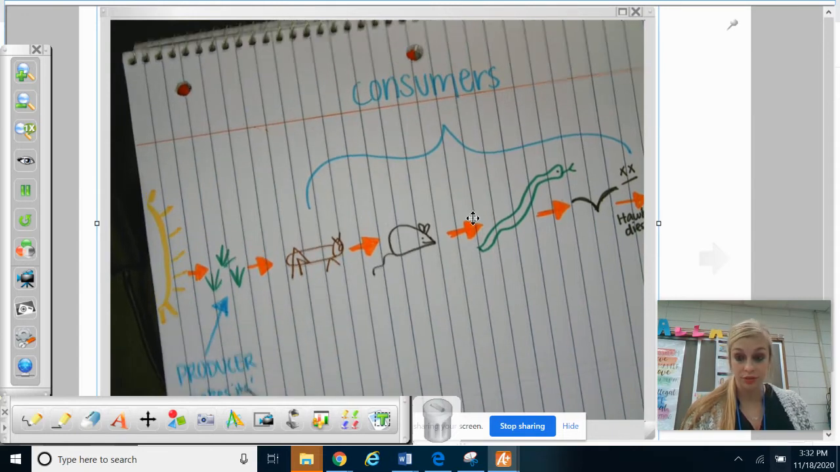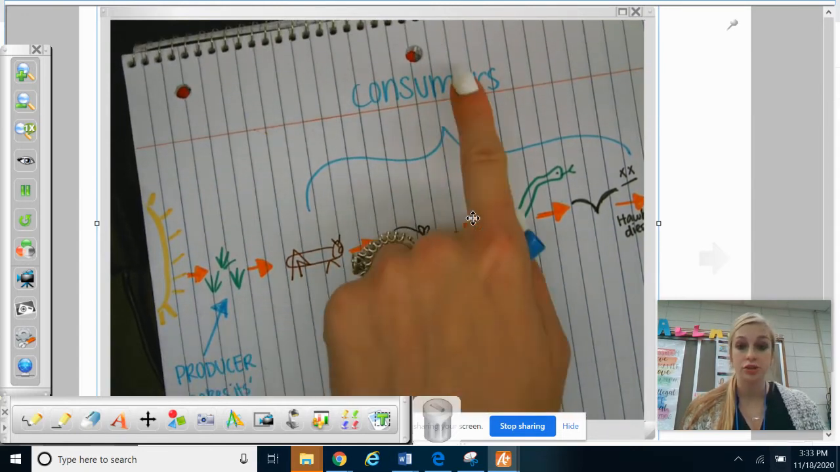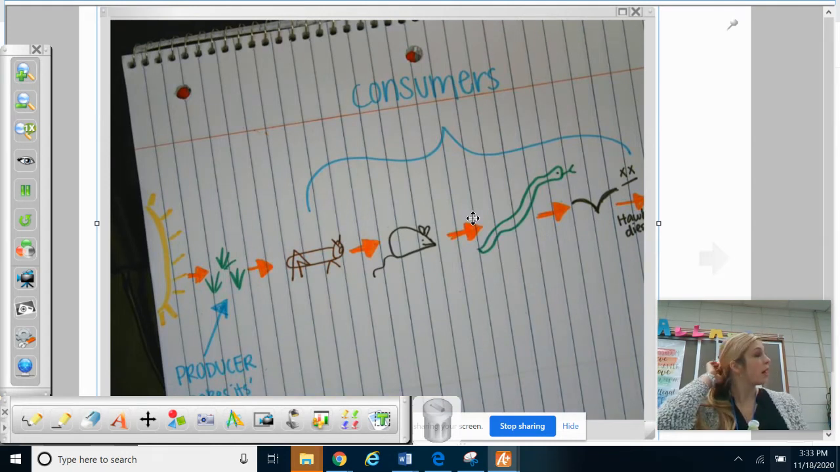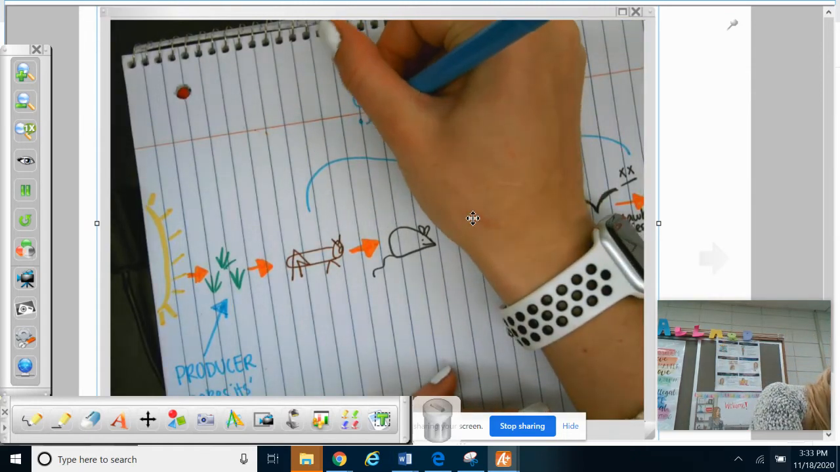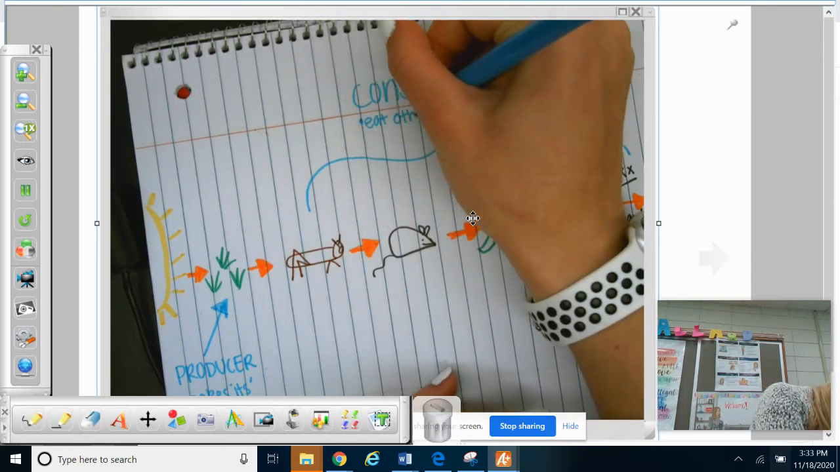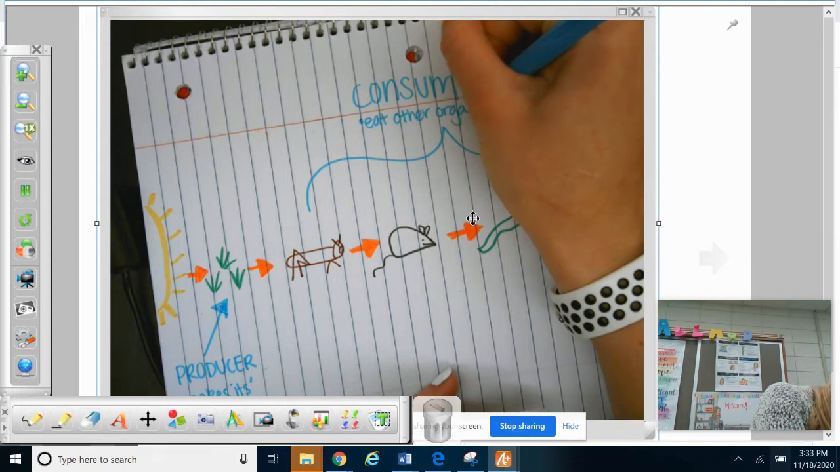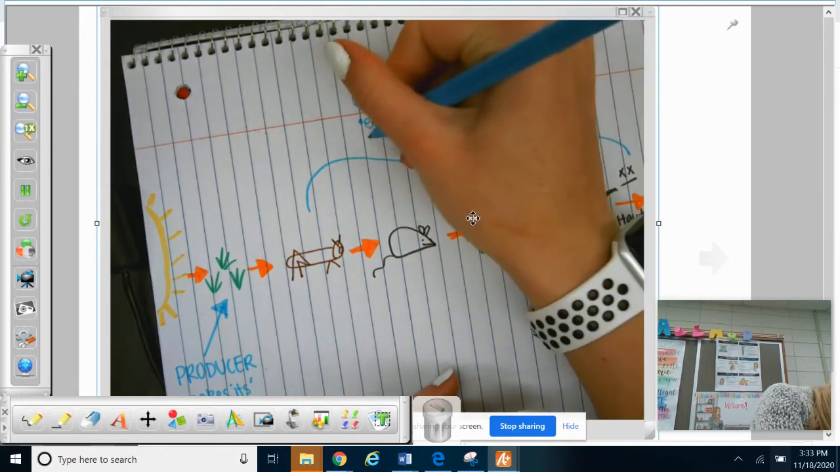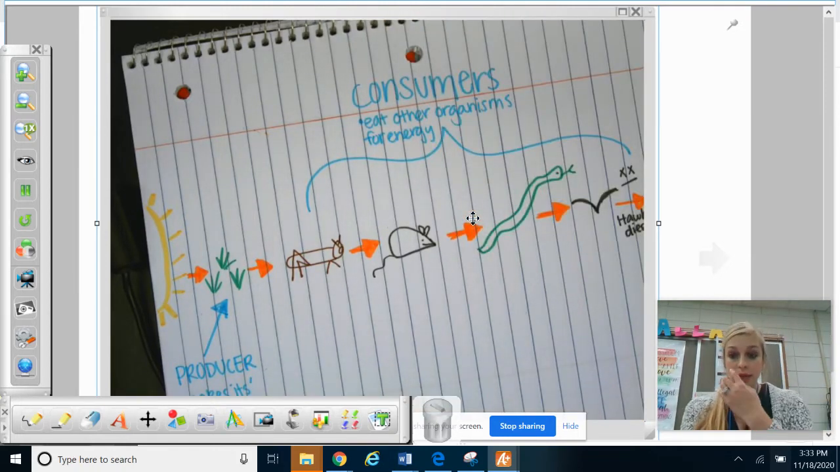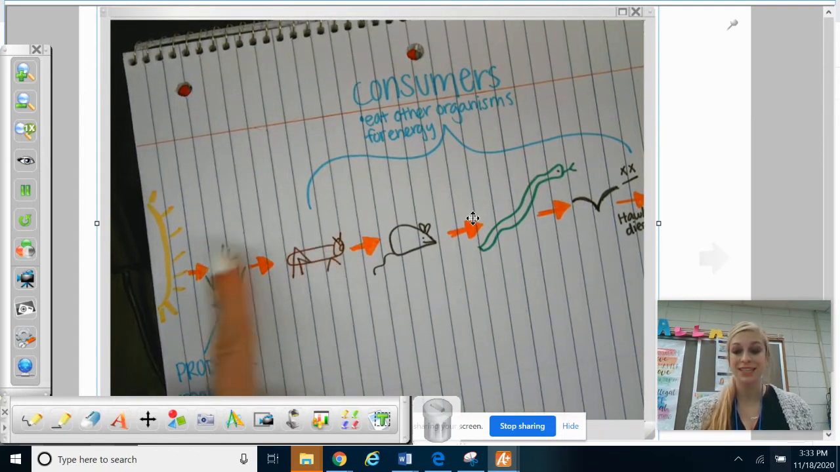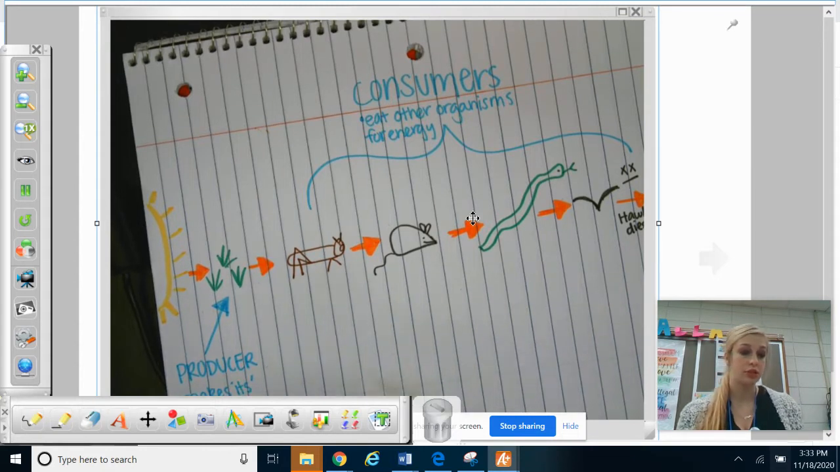Consumers. So producers produce their own food. Consumers consume. What does it mean if you say you consumed a bag of hot chips? You ate it. So consumers have to eat other organisms for energy. And a plant counts as another organism. The grasshopper is consuming grass. The grass doesn't consume anything. It produces its own food. So consumers consume.